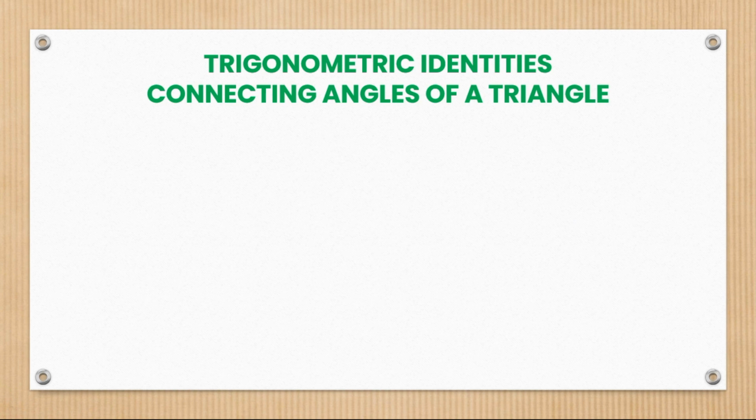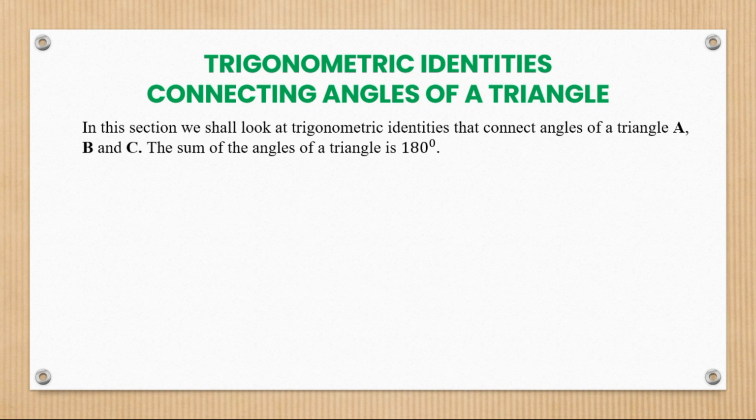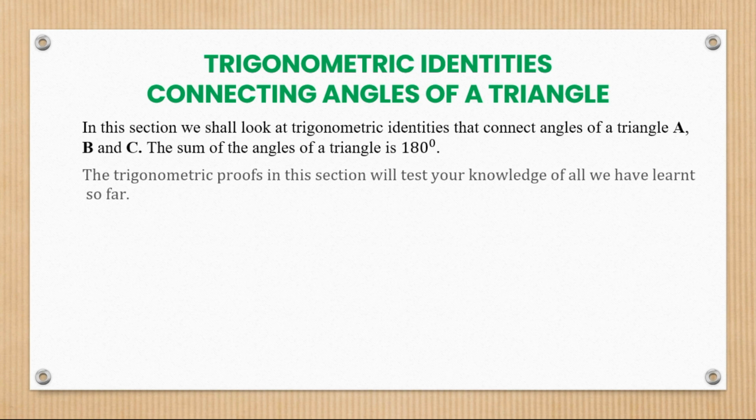So we're going to look at trigonometric identities connecting angles of a triangle. In this section we shall look at trigonometric identities that connect angles of a triangle. For example, let's imagine the angles were A, B, and C. Remember, a triangle has three angles, so we're going to label them A, B, and C. We know that it's a rule that the sum of the angles of a triangle total to 180 degrees. So that's a general rule.